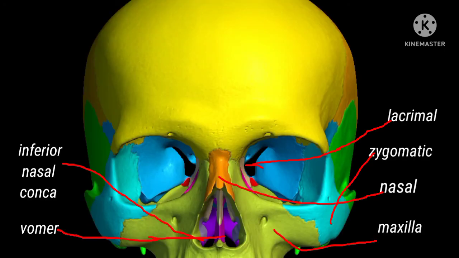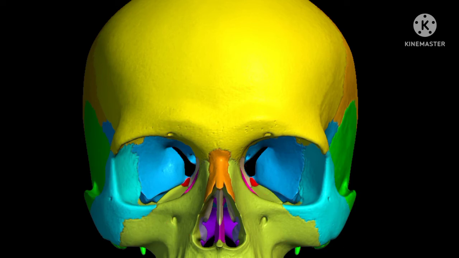Now let's see the facial bones, 14 bones of the face. The orbital cavity contains the lacrimal bone, the cheekbone, that is the zygomatic bone, and the bone present in the nose, that is the nasal bone. Then the maxilla, that is the upper jaw. The inferior nasal concha is present inside the nasal cavity. And the vomer is present in the lower nasal septum, attached to the ethmoid bone inside the nasal cavity.